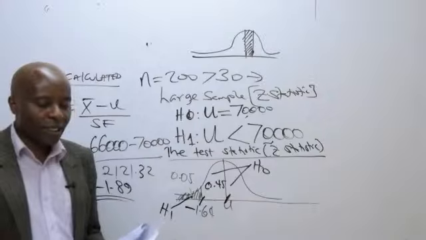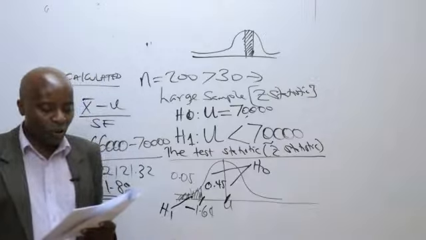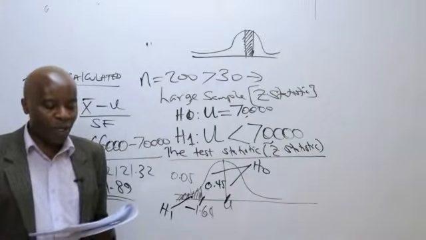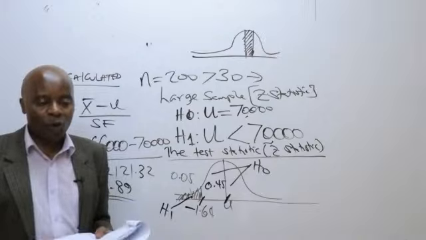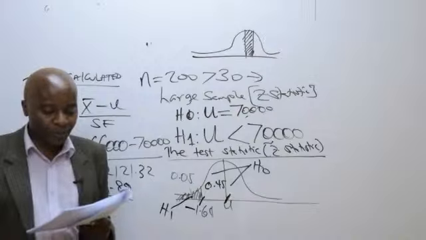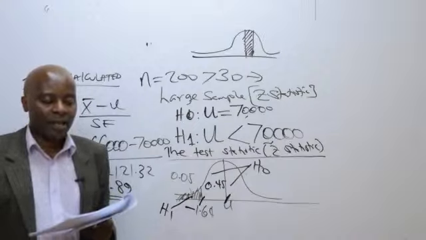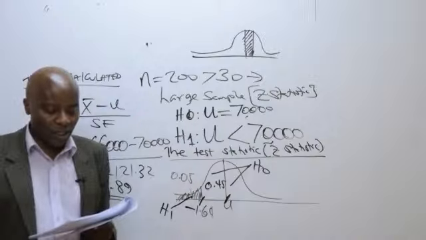Exercise 2: a sample size of 100 is drawn from a normal population whose mean is 30, and the variance is 2.25.